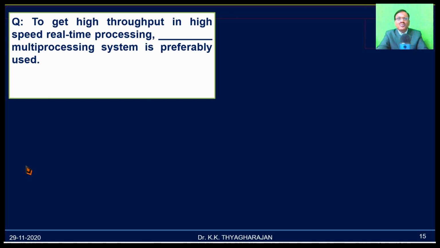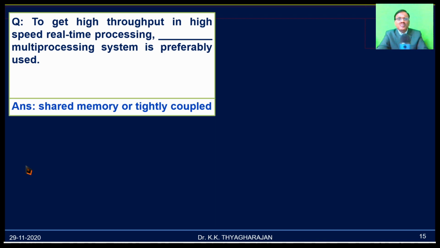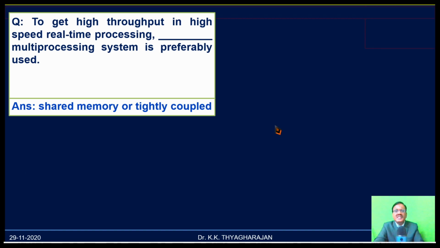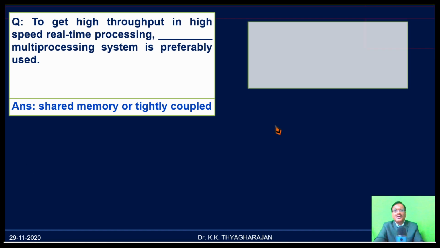To get high throughput in high-speed real-time processing, dash multiprocessing system is preferably used. Answer is shared memory or tightly coupled multiprocessing system. So the best example is multi-core processor. Now let us see the next question.